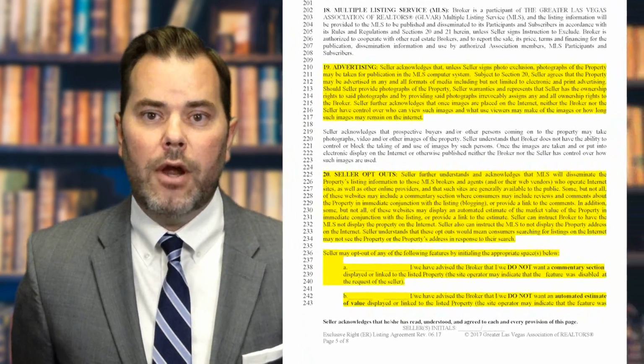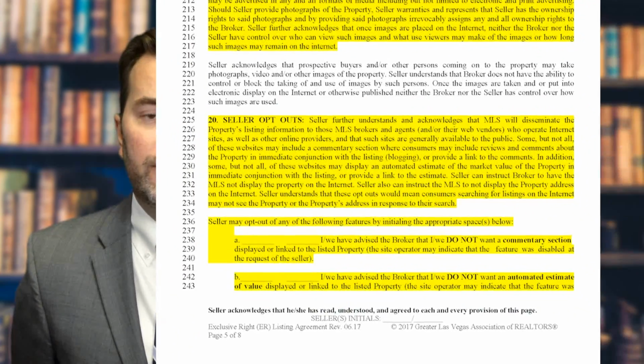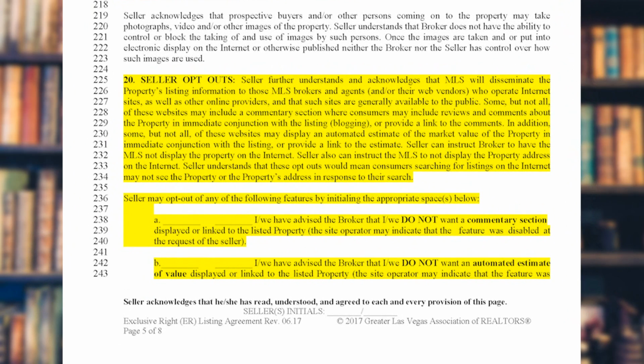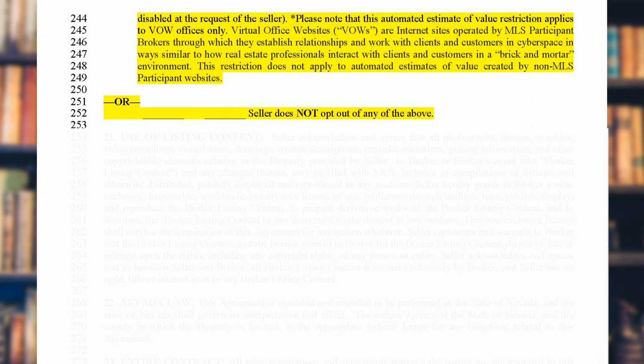Section 20, Seller Opt-outs. Section 20, Seller Opt-outs, is a required section pursuant to the consent decree between the U.S. Department of Justice and the National Association of Realtors. This language is required in all listing agreements used at GLVAR. GLVAR reached out to NAR to specifically identify what language was required by the decree. As such, this section has been streamlined to only 2 opt-outs: online commentary, and automated estimates of value.